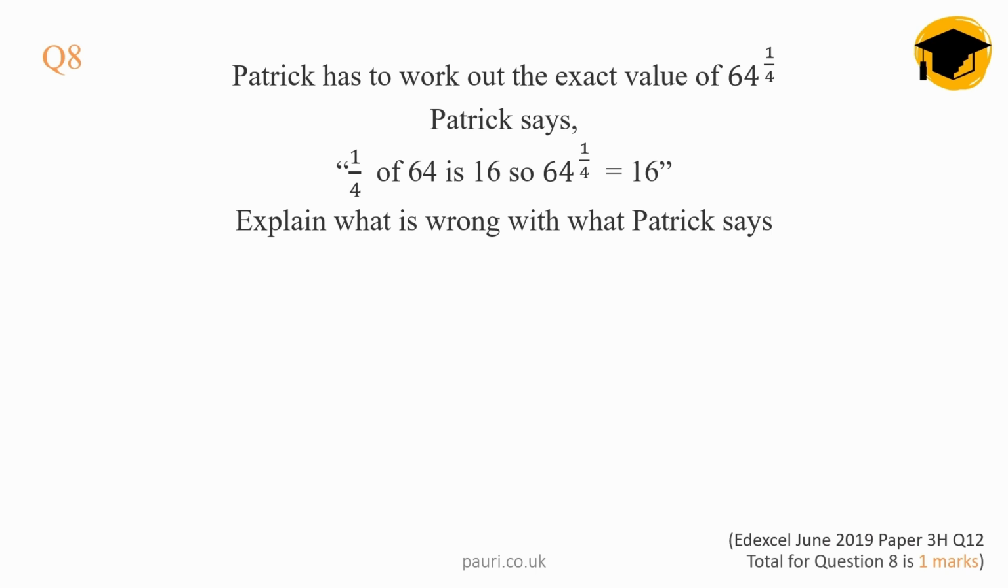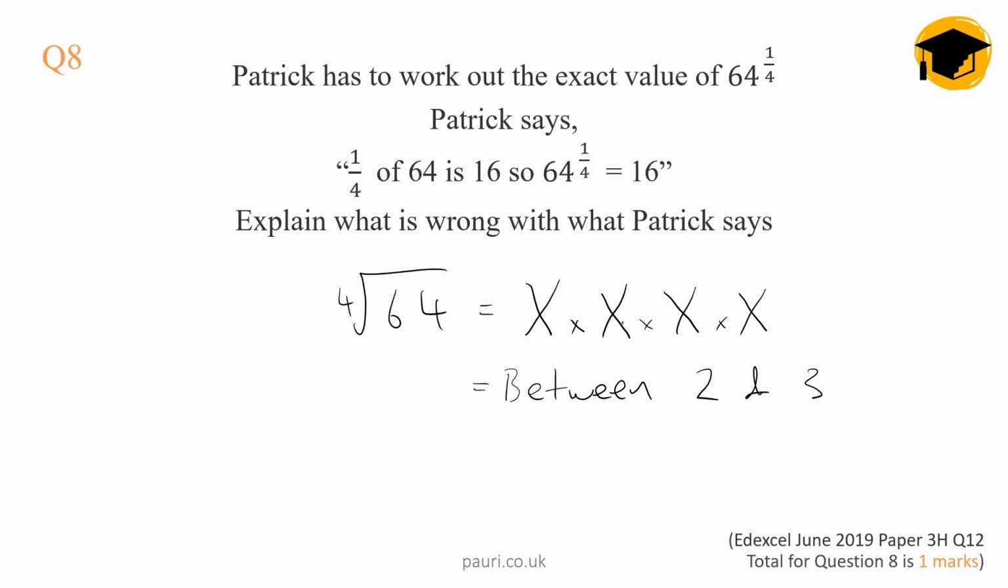Patrick has to work out the exact value of the fourth root of 64. So let's not read the question, let's work this out. It's a number, times a number, times a number, times a number, gives 64. So let's try 2. 2 times 2 is 4, times 2 is 8, times 2 is 16. That doesn't work. I'm trying to get to 64. Let's try 3. 3 times 3 is 9. 9 times 3 is 27. 27 times 3 is 81. So I know my number is actually not going to be a whole number. It's going to be between 2 and 3, because 2 times 2 times 2 times 2 we said was 16, and 3 to the power of 4 is 81.